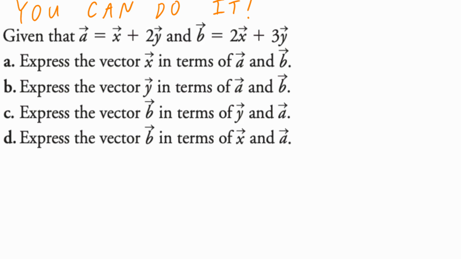Hi everyone, let's take a look at the following example. Given that vector A equals vector x plus 2 times vector y, and vector B equals 2 times vector x plus 3 times vector y. Part A, express the vector x in terms of vector A and vector B.